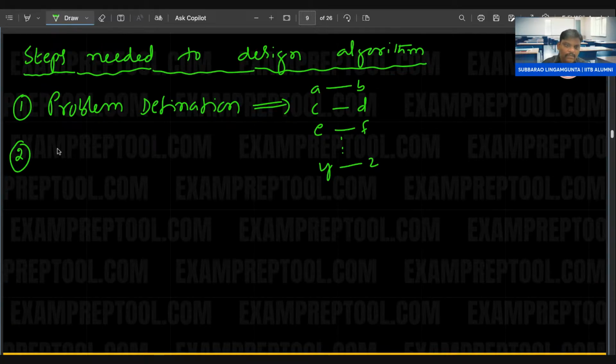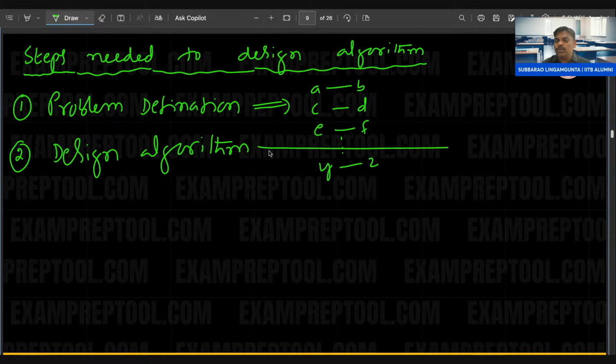The second one is design algorithm. The algorithm subject has many designing techniques, so you have to decide which designing technique is more suitable. Let me write now. One of the designing techniques is divide and conquer.